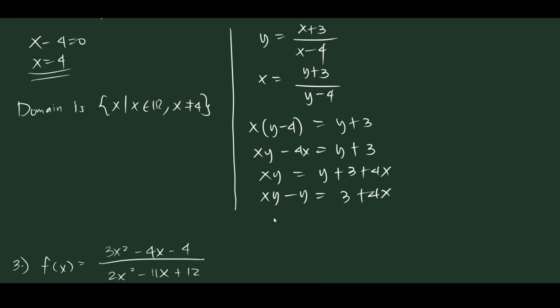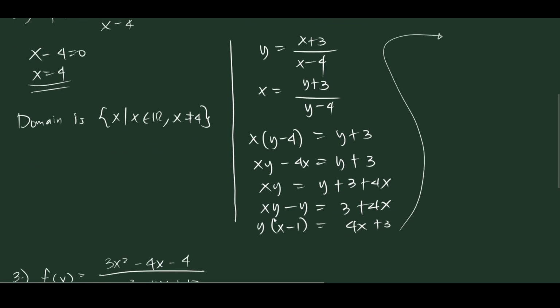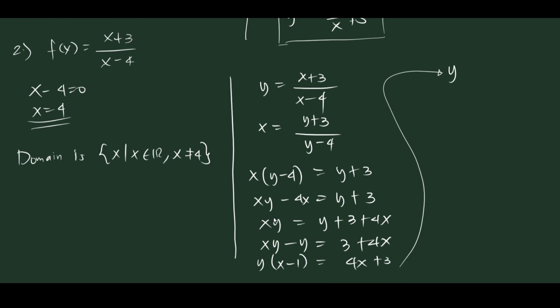Okay, so what are we going to do next? We're going to factor out our y. Y times x minus 1 is equal to, let's just write, 4x plus 3. So let's continue this here, we're consuming a lot of space. Let's divide both sides by x minus 1. We will then get 4x plus 3 all over x minus 1. Okay, so this is our inverse function.